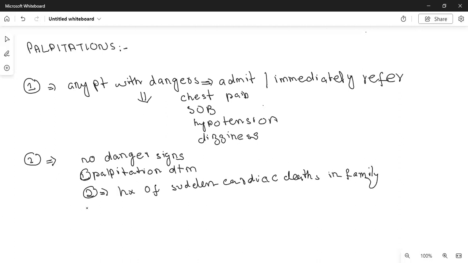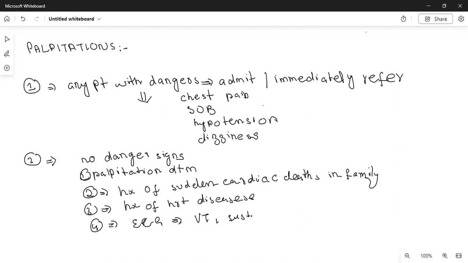Okay. Or the patient himself has a history of heart disease, like ischemic heart disease. Right? Or you have done an ECG and the ECG shows ventricular tachycardia or sustained SVT. Okay. Then this patient you are also going to refer immediately or you're going to admit. So basically the same management, okay? Any patient with danger signs, you are going to immediately refer or admit.